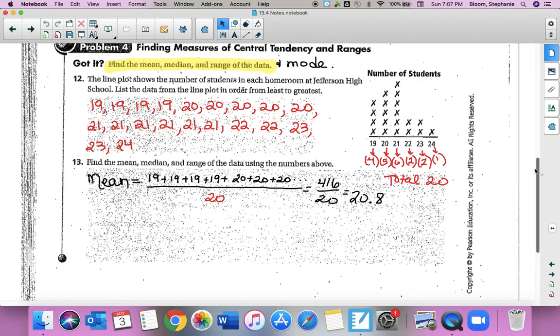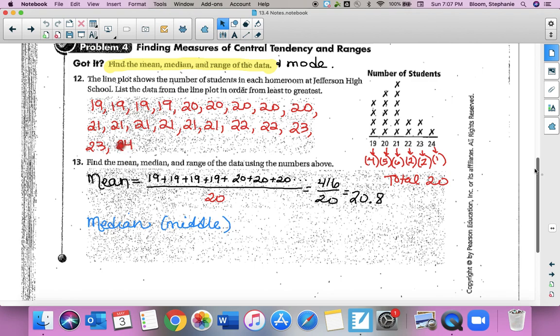All right, the median. So remember, median is your middle number, okay? Now, here's the deal. If you look up here at the middle number, you're going to be like right in here. So let's just count. 1, 2, 3, 4, 5, 6, 7, 8, 9. 1, 2, 3, 4, 5, 6, 7, 8, 9.